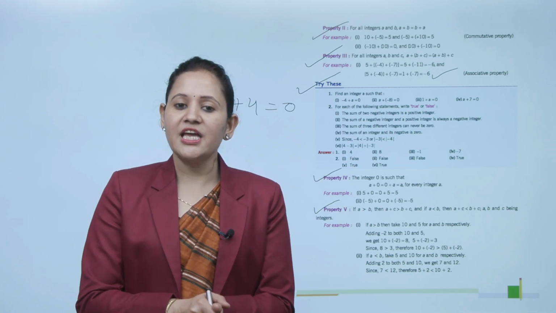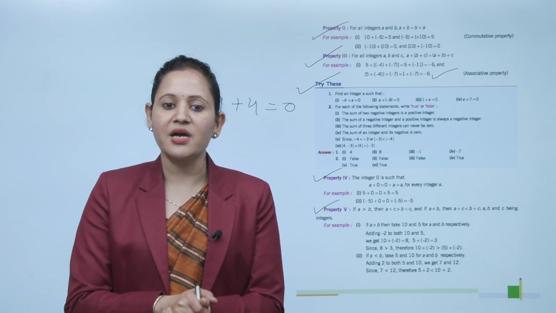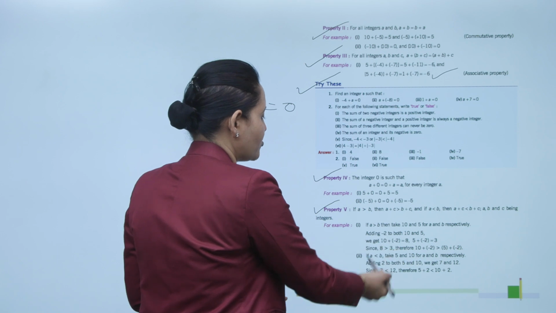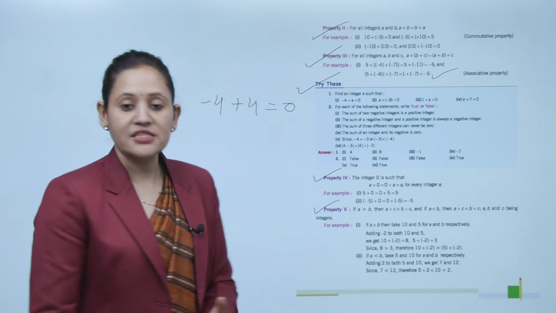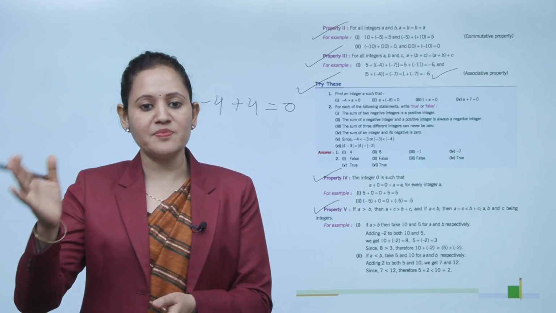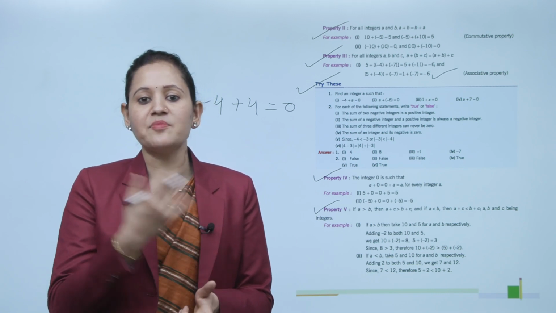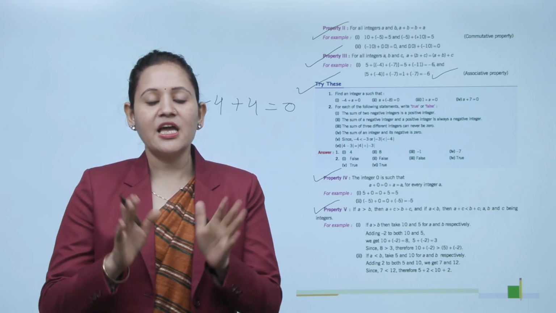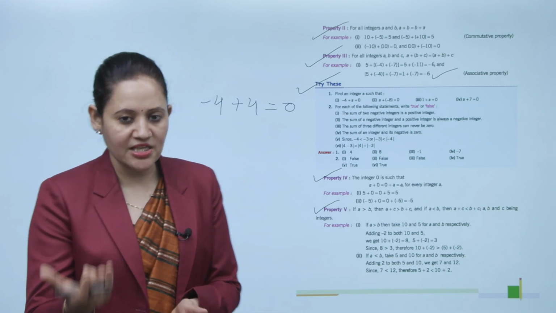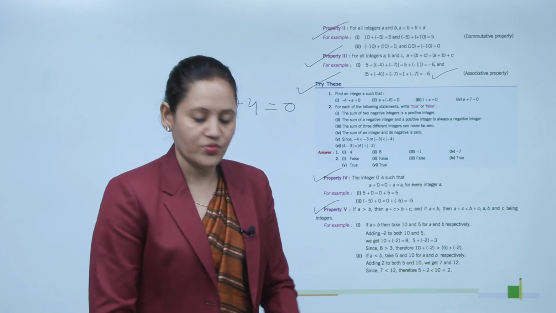For example, if A is greater than B, we take 10 and 5 as A and B respectively, adding minus 2 to both. 10 minus 2 is 8, and 5 minus 2 is 3. Since 8 is greater than 3, therefore 10 plus minus 2 is greater than 5 plus minus 2. Clear? If A is less than B, here we take A as 5 and B as 10 respectively. Now we are adding 2 to both, 5 and 10. So we'll get 5 plus 2, that is 7, and 10 plus 2, that is 12. So 5 plus 2 is less than 10 plus 2.